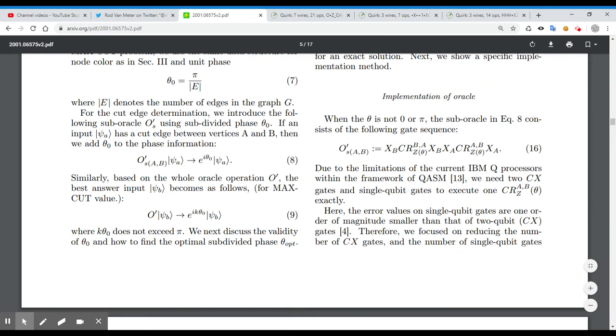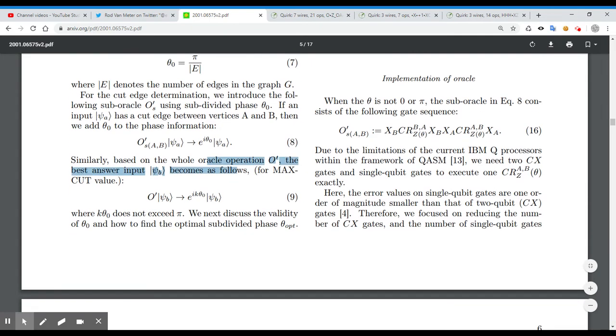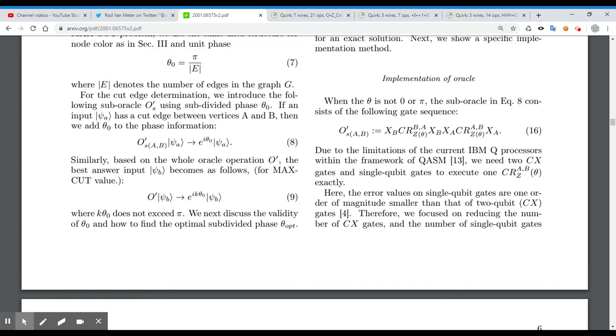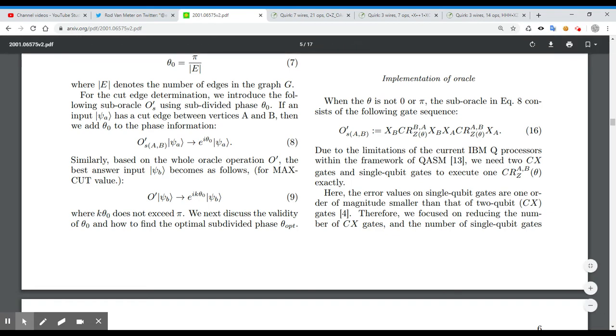Okay, if an input has a cat edge, then we add the angle. Similarly, based on the whole oracle operation, the best answer input becomes as follows. Okay, so wait a second. Yeah, so the best answer is the one that rotates the most, but k times the angle cannot exceed pi. We next discuss the validity of theta and how to find the optimal subdivided phase.